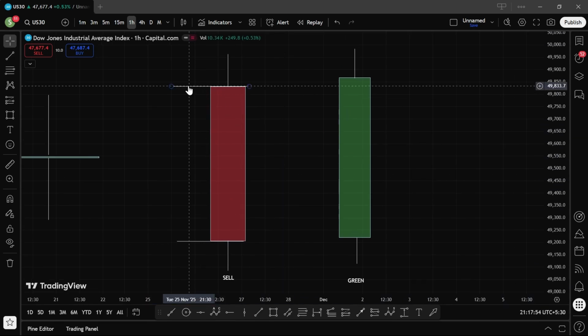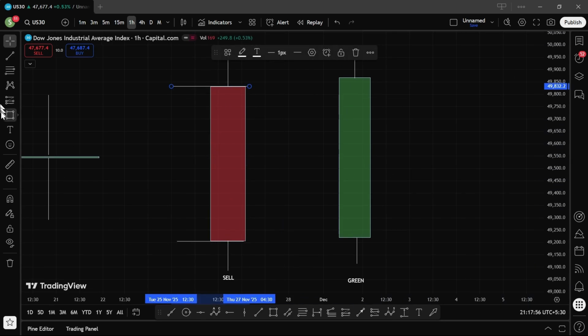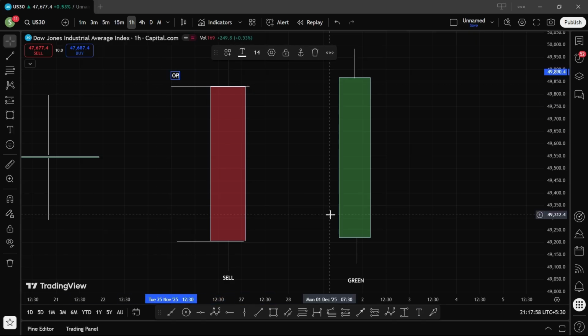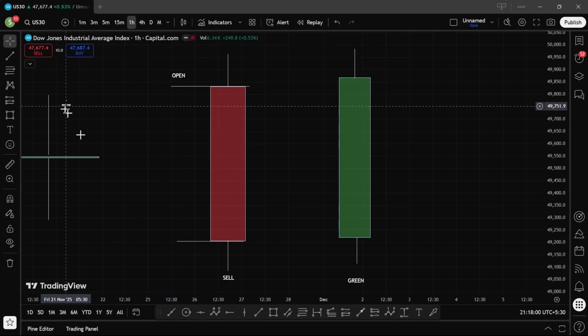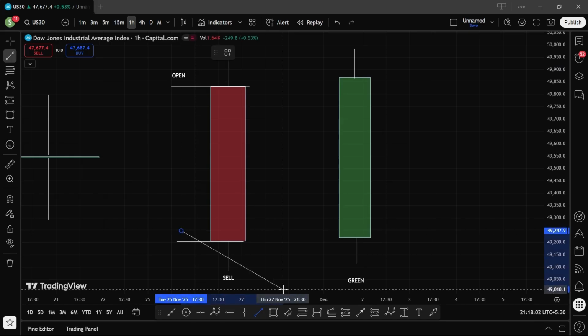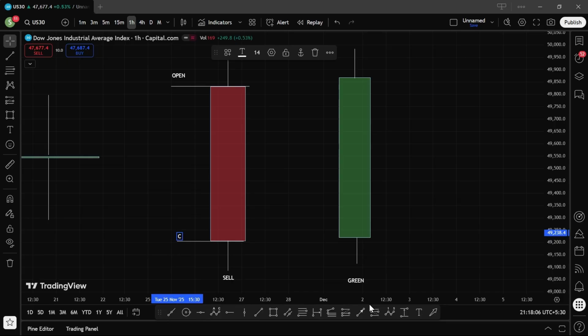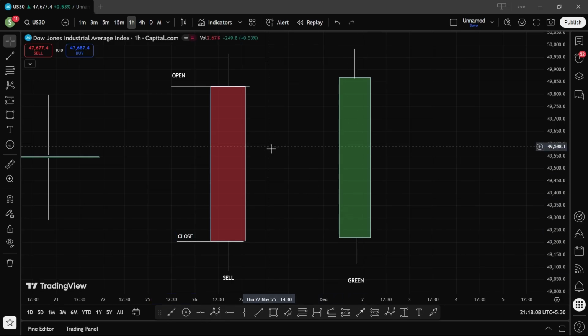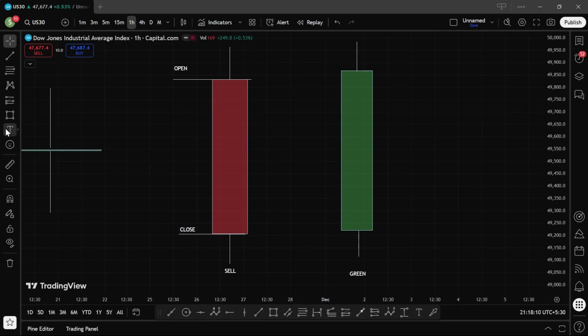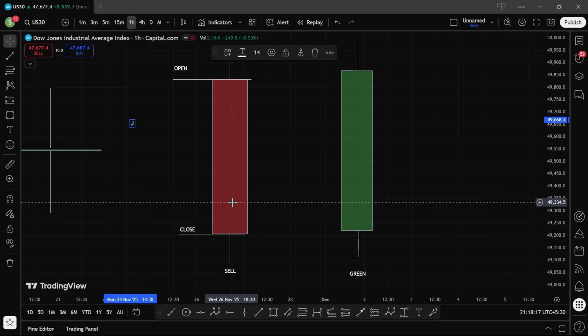So these two lines that I've marked are called open and close. For a red candle, the open is supposed to be on the upside, and for a green candle, the open is supposed to be on the downside. I'll mark everything out for you. Just a second.